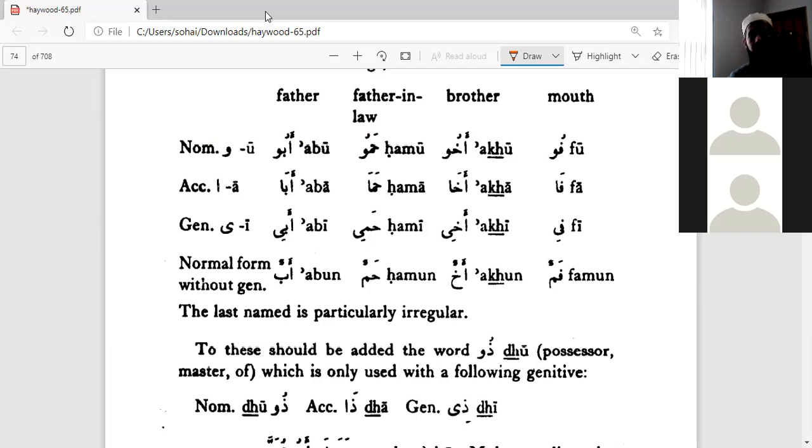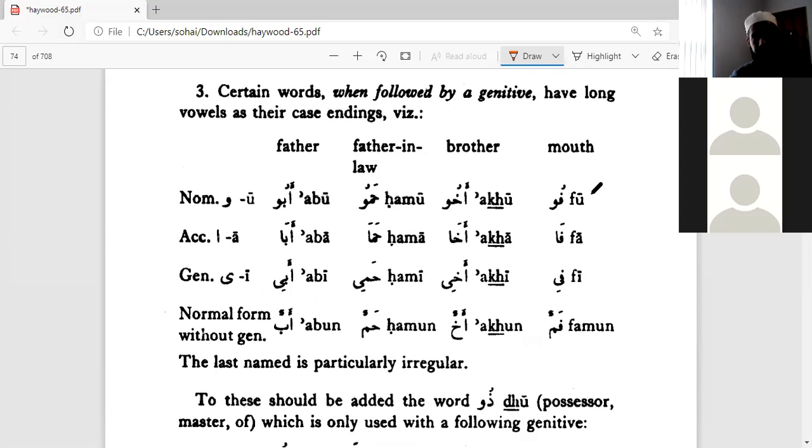There are 5 types of special words. This only applies to these words, and obviously these we need to know because these are common words. So what happens is these 5 words have a special feature when they are mudaf, they have certain characteristics. So these words are abun, which means father, hamun, which means father-in-law, akhun, which means brother, and famun, which means mouth.